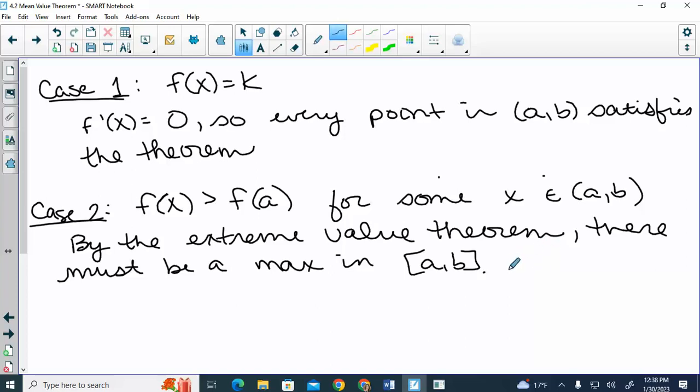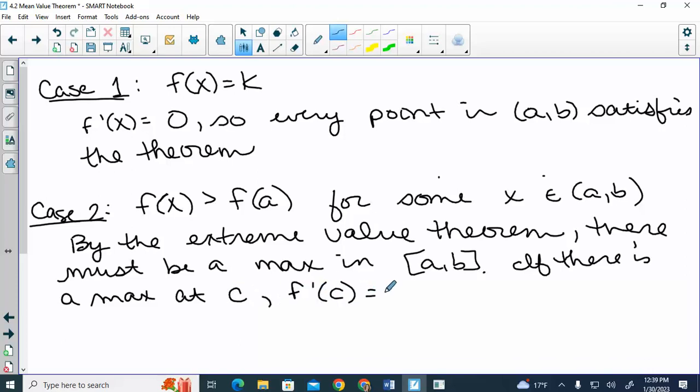And if there is a maximum, let's say point c, what's the derivative anywhere that there is a maximum? 0. So it meets the requirement. So if somewhere the point is higher than it started and it comes back down, we have to have a maximum, and we know that if there's a maximum, the derivative is 0.